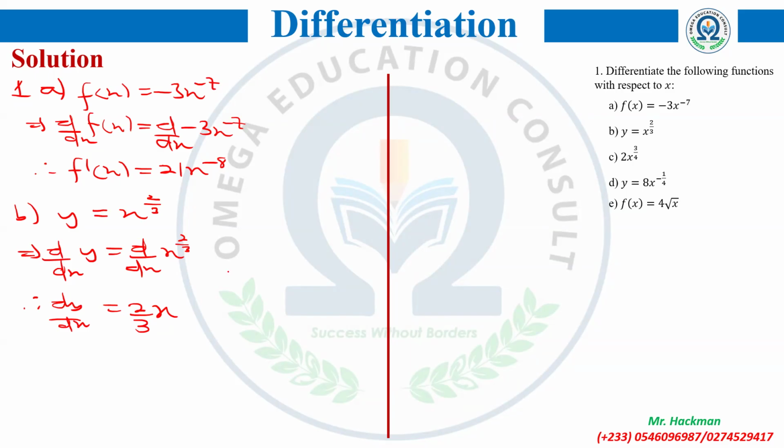Minus 1/3. So negative 1 on 3. Okay, so this then becomes your answer. So any questions?